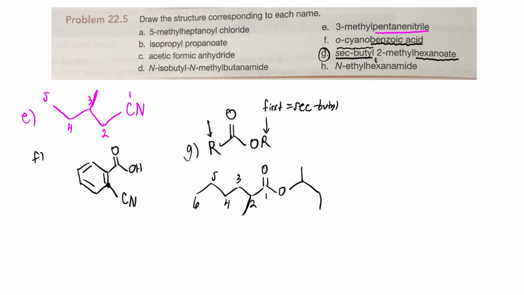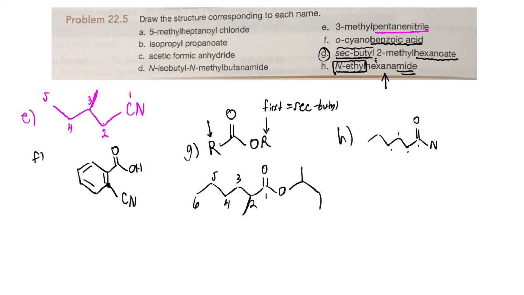All right, so H is N-ethyl hexanamide, okay? So remember, when you have the italic N, that means your ethyl group is attached to the nitrogen. Of course, this is an amide, and we want 6 carbons, okay? So let's draw hexanoic acid. Okay, so there's 1, 2, 3, 4, 5, 6. Okay, that's good. So here's our hexanamide, okay, with the nitrogen.